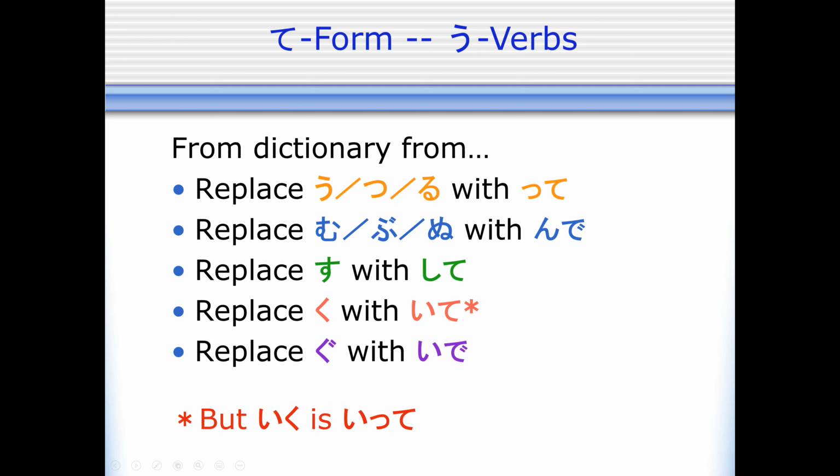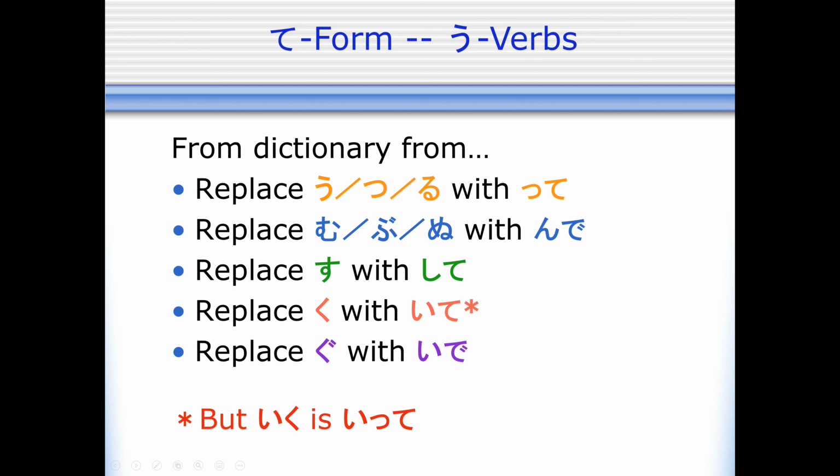For verbs like kaku that end in ku, we're going to get rid of the ku and change to ite. So kaku, kaite. For verbs that end in gu, we are going to change the gu to ide. So for example, oyogu, oyoide is what we get.